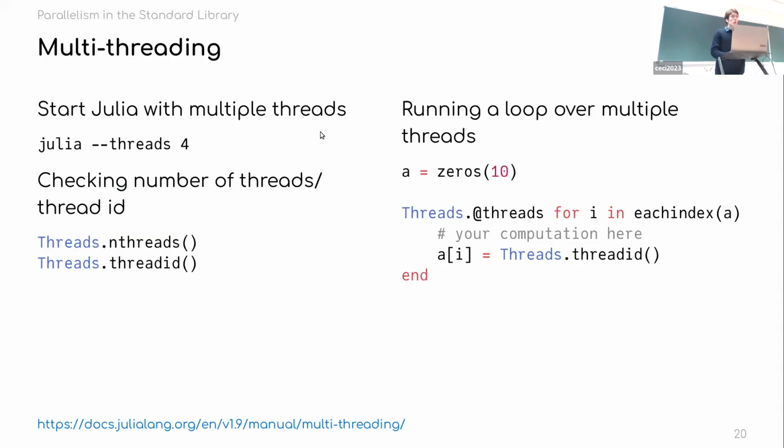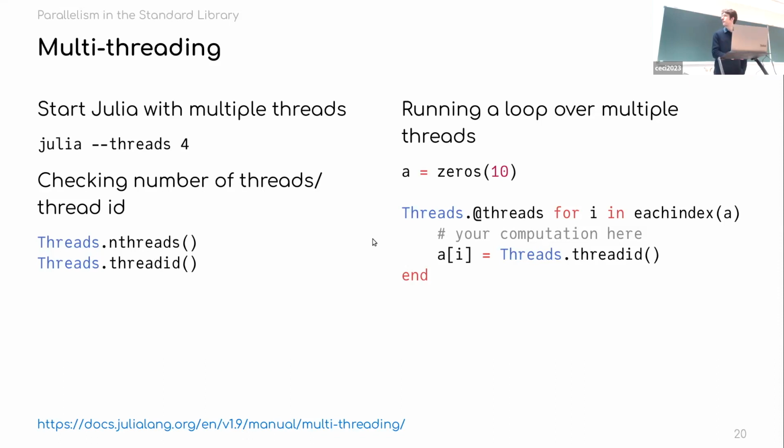Okay, so we can move on a bit to standard parallelism. We've seen a bit of multi-threading already. As a recap, if you want to start Julia with threads, you do this. I think I forgot the equals sign here, but it should be there. So you can give as many threads as your processor has. Then within the Julia process, you can check either the number of threads or the thread ID of your current process.